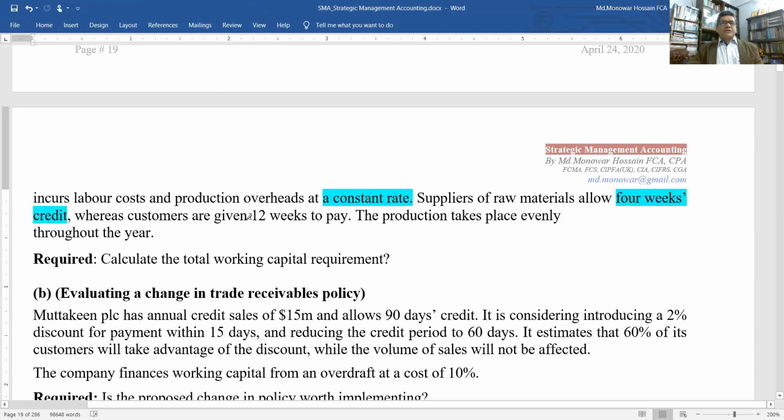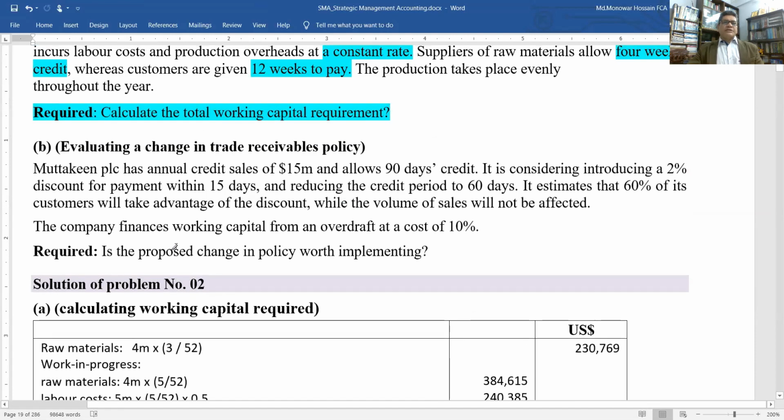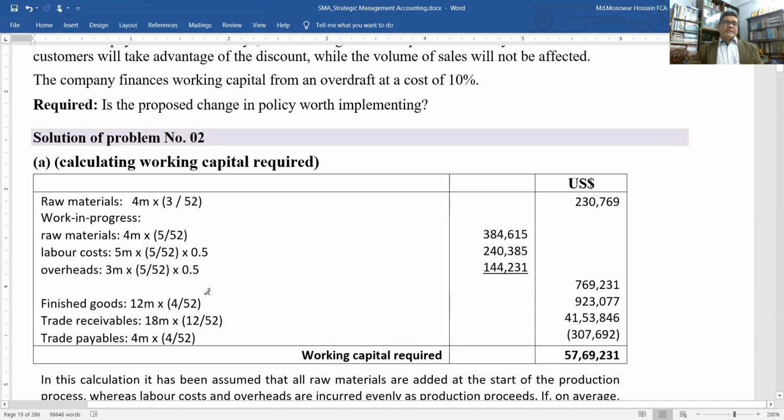When customers are given 12 weeks to pay, that means the company receives the amount from the debtors after 12 weeks. The product takes place eventually throughout the year. Okay, so the requirement is to calculate the total working capital requirement. Now evaluating it, first we have to solve the working capital.